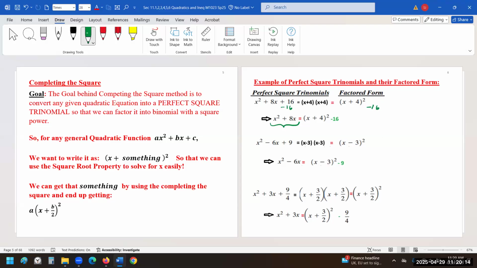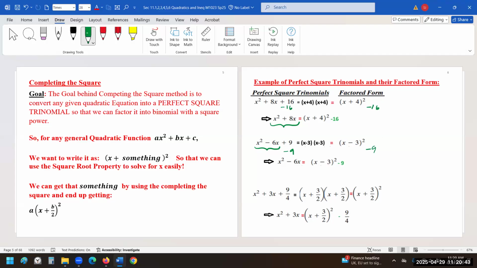Now look at another example. x squared minus 6x plus 9. If we factor, we have the same factor twice, so it's (x minus 3) squared. But if you want only these two terms together, not the constant, you can subtract the 9. And we get x squared minus 6x equals the perfect square minus the constant.